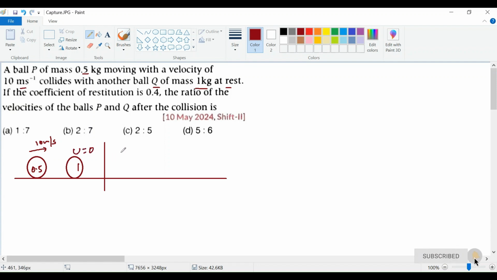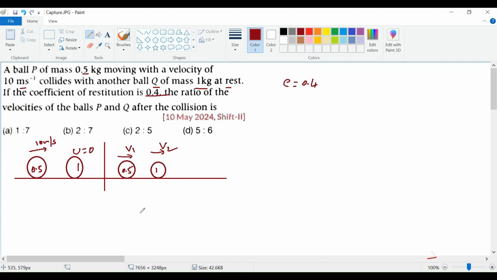The coefficient of restitution e is given as 0.4, and we need the ratio of the velocities of balls P and Q after the collision. After the collision their velocities will change. The first becomes v1, the second becomes v2. The masses stay the same: m1 is 0.5 and m2 is 1 kg.